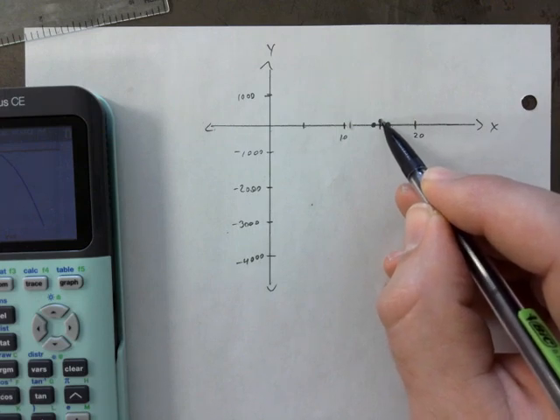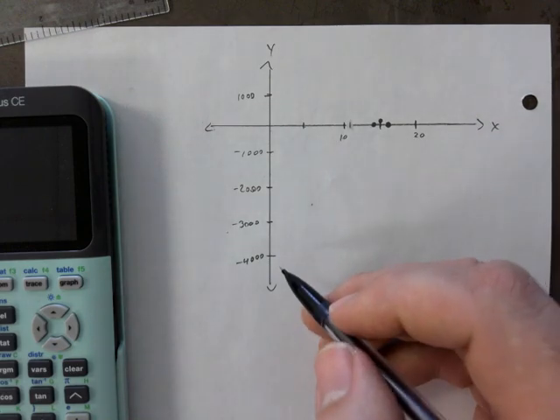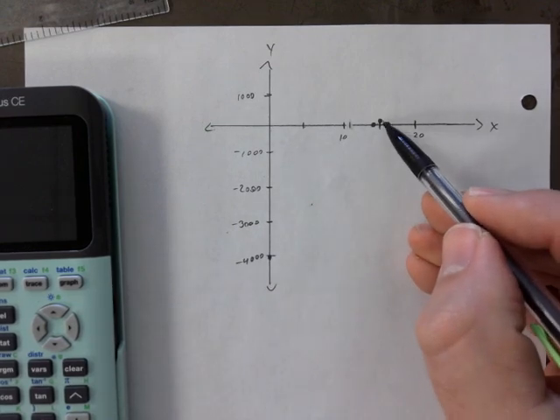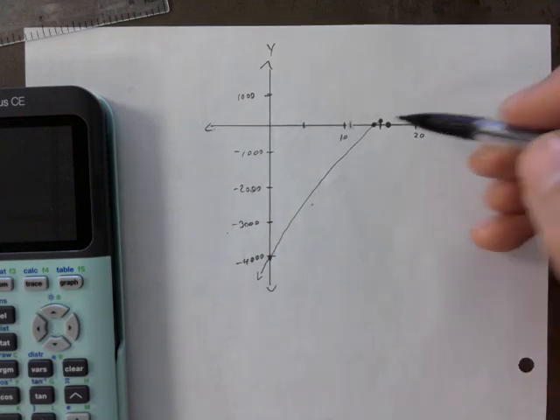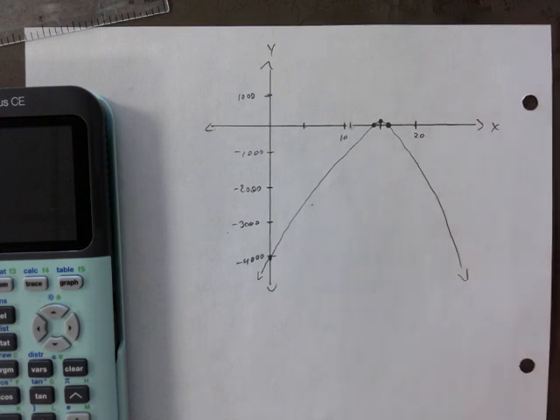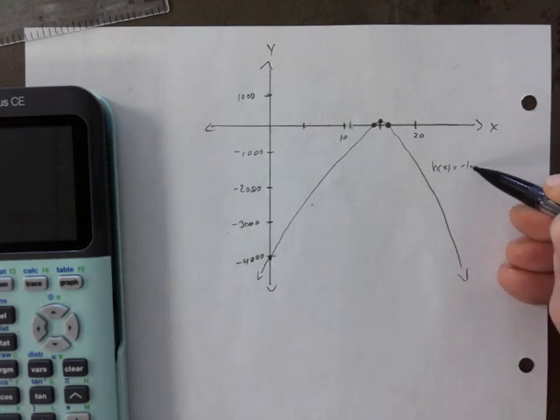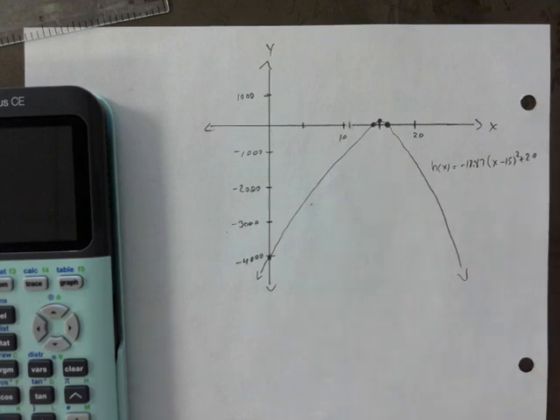So based on our scale here, it looks like it's touching, but we're going to make sure that it doesn't quite do that. And then the y-intercept is negative 4,000, something like that, right? And so you just make it look like that. h of x is negative 17.87 (x minus 15) squared plus 20. There it is.